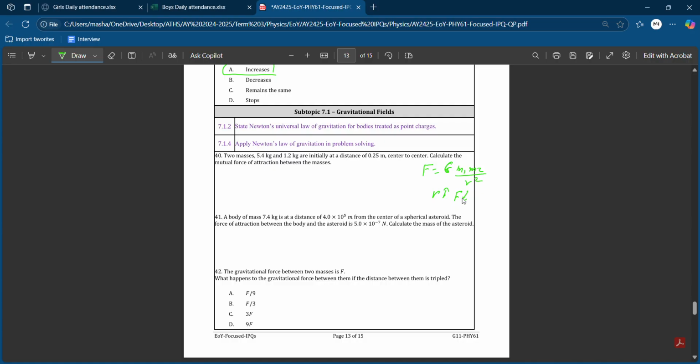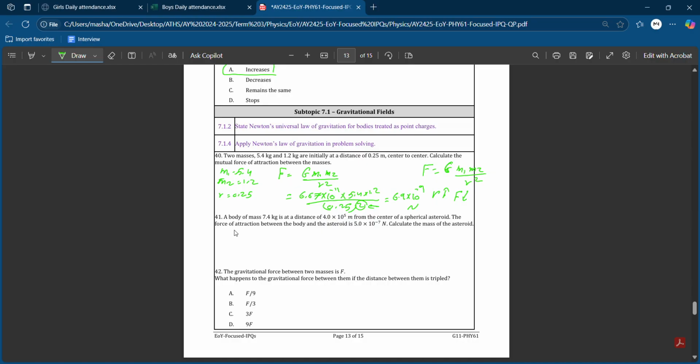For question 40, if we look at the question, two masses: mass 1 equals 5.4 kilogram, mass 2 equals 1.2 kilogram. We have the distance R, which is 0.25. Calculate the mutual force. So again, F equals G m1 m2 over R squared. This is a straightforward question. G, which is constant, is 6.67 times 10 to the power negative 11, multiplied by 5.4 multiplied by 1.2 over 0.25 squared. Please do not forget the square. A lot of students forget it. So it will be 6.9 times 10 to the power negative 9 Newton, as it's a force.